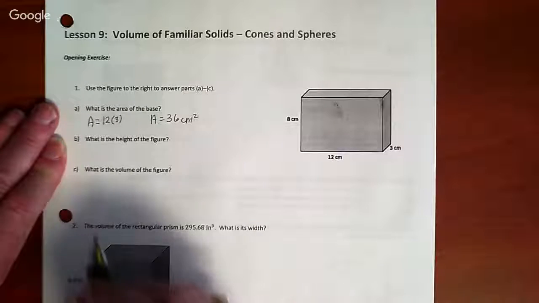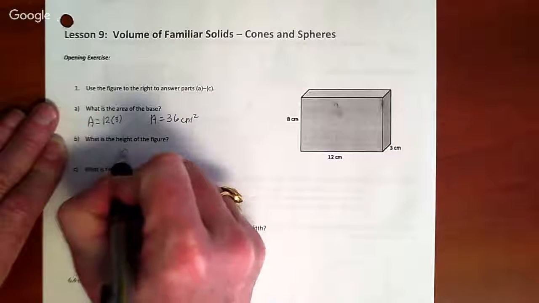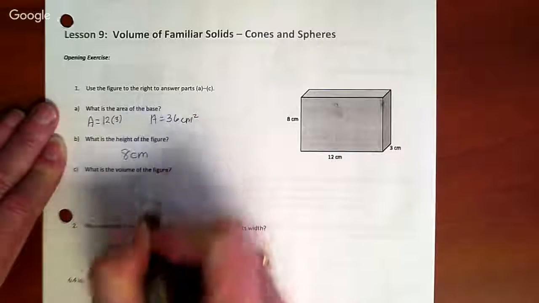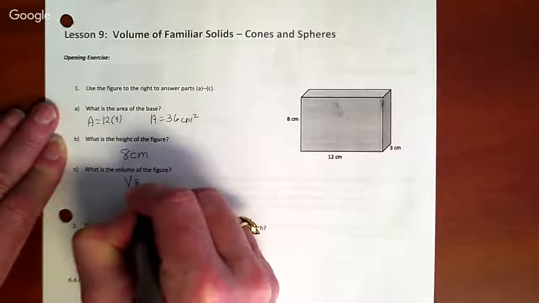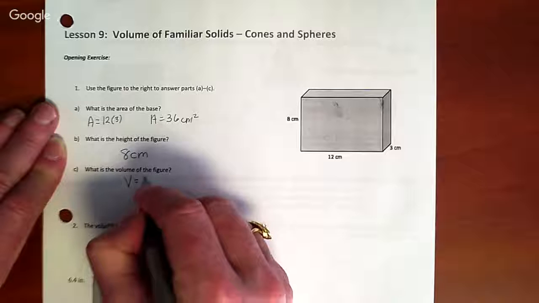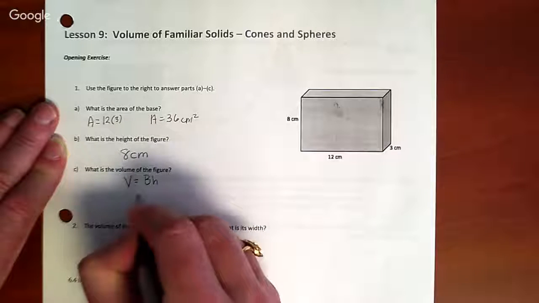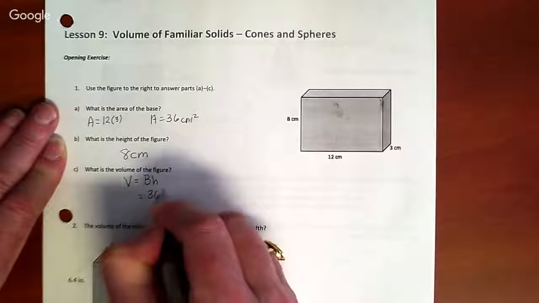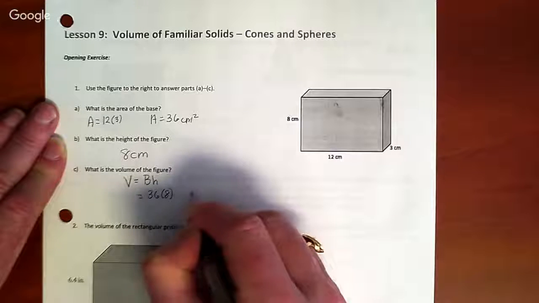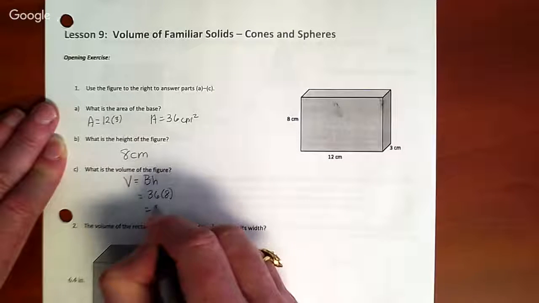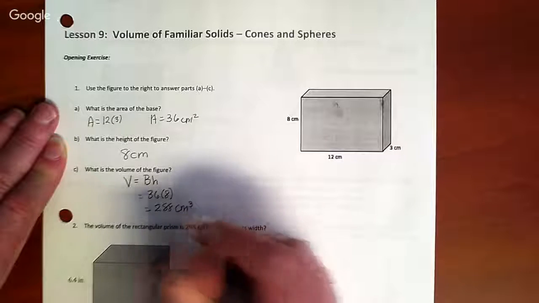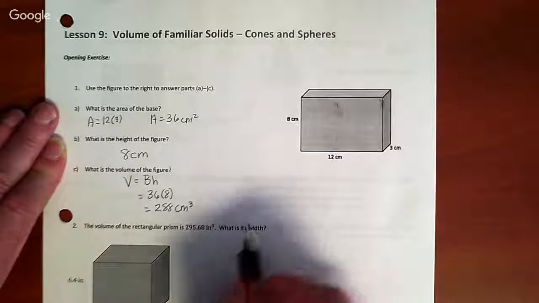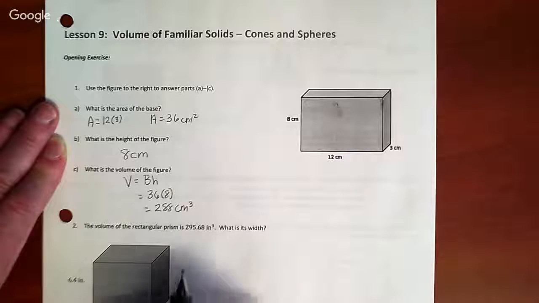It says, what is the height of the figure? The height is 8 centimeters. What is the volume of the figure? So the volume equals the area of the base times the height, which is 36 times 8. So the volume equals 288 centimeters cubed.